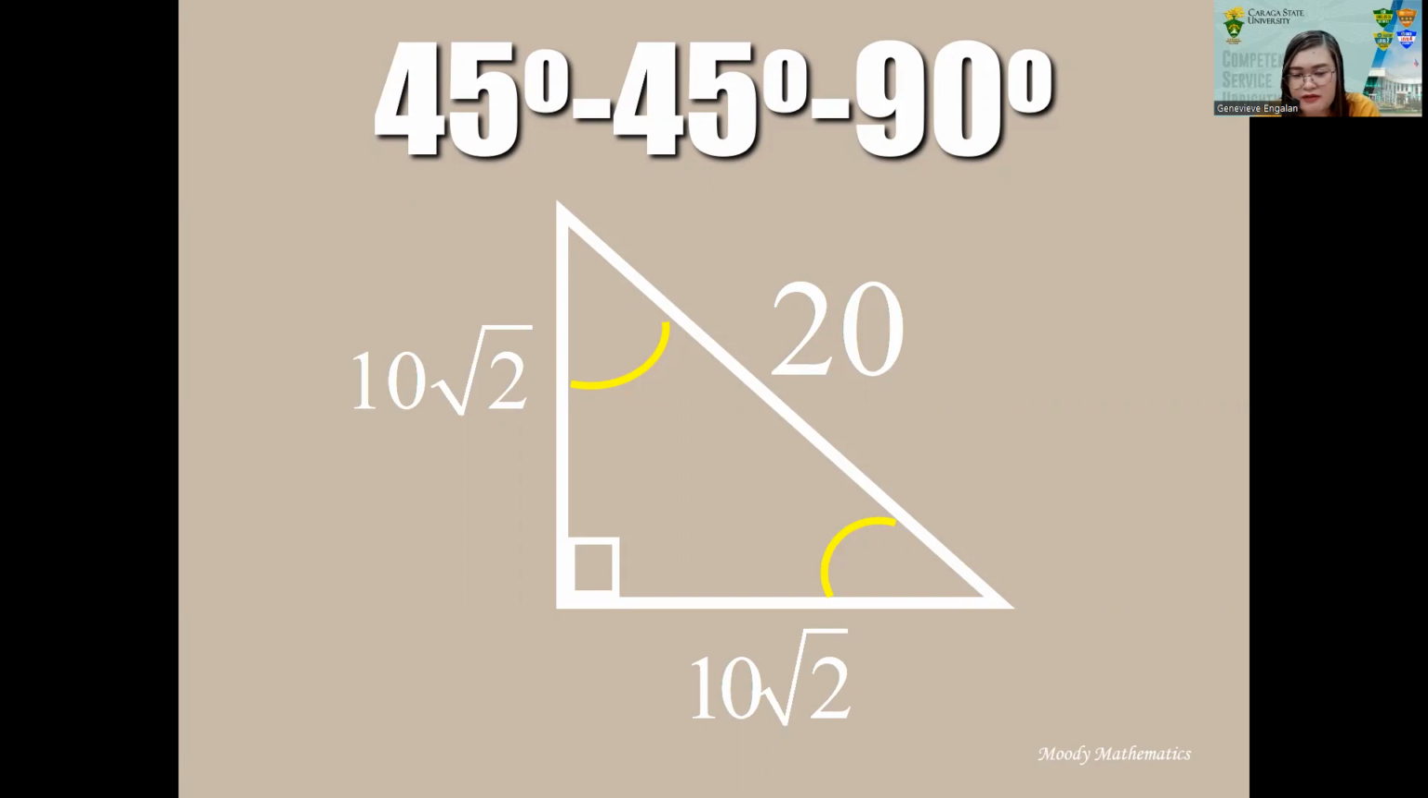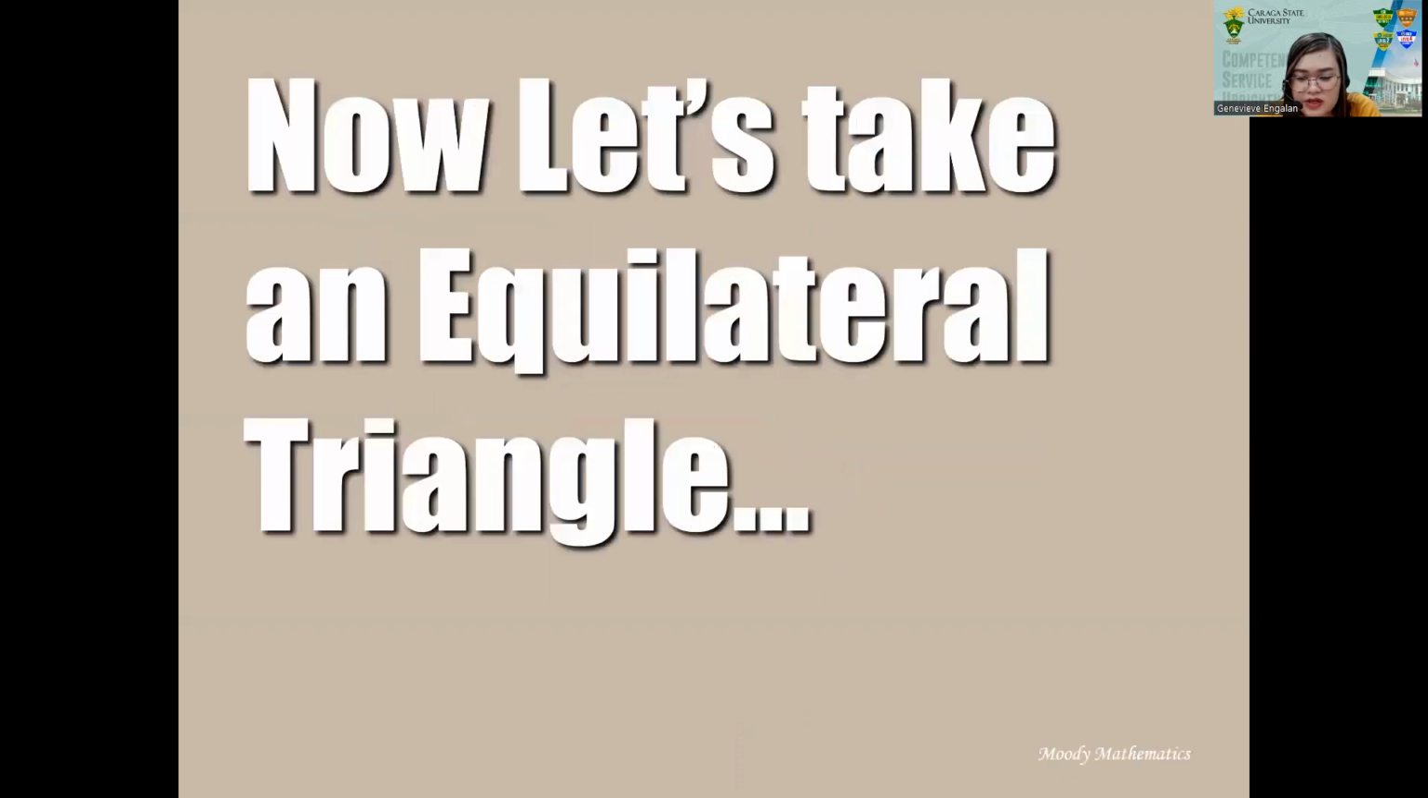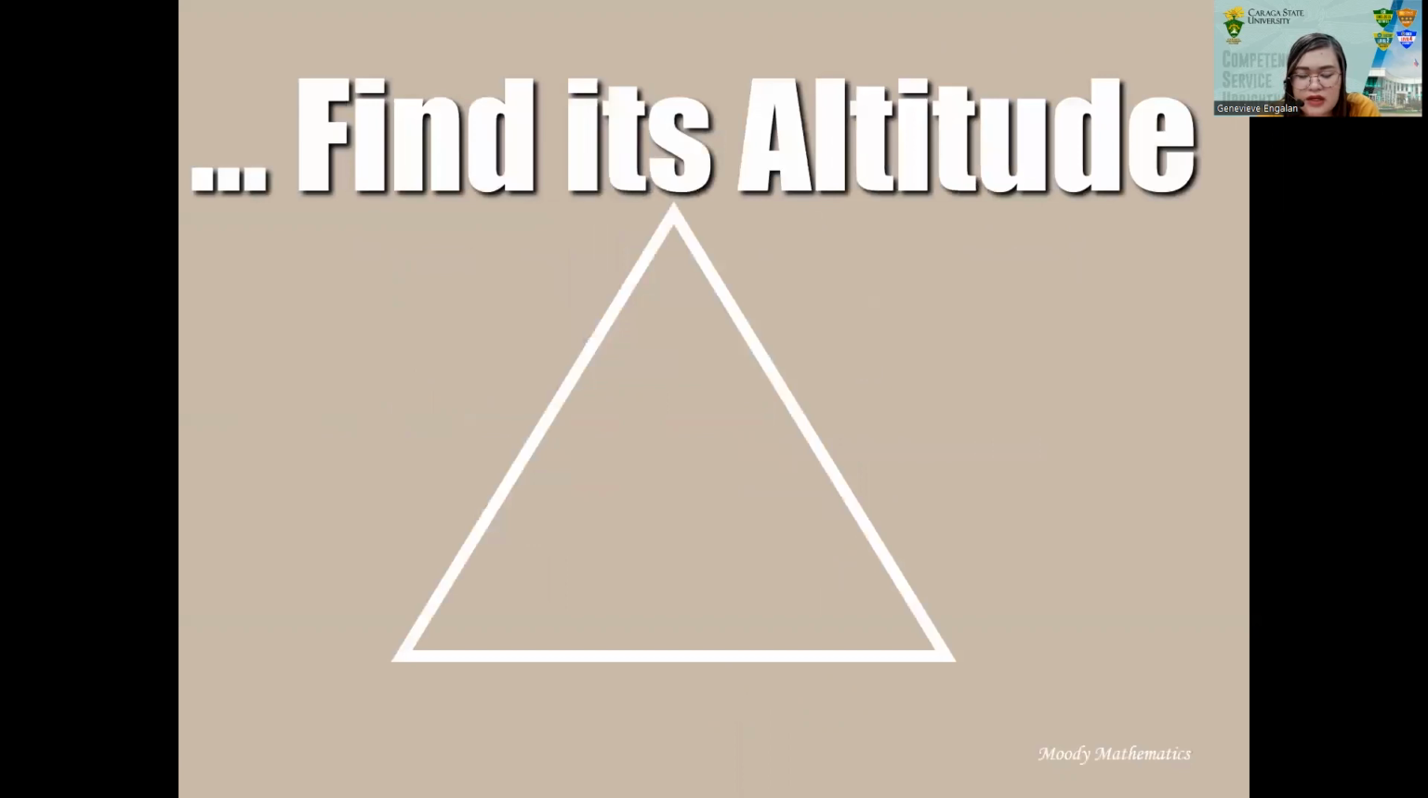So we also have another special right triangle. We have the 30, 60, 90 triangles. So how do we find the lengths of the sides of a 30, 60, 90 triangle? So now let's take an equilateral triangle. If we have an equilateral triangle, how many degrees is each angle? 60. I mean, interior angle 60.